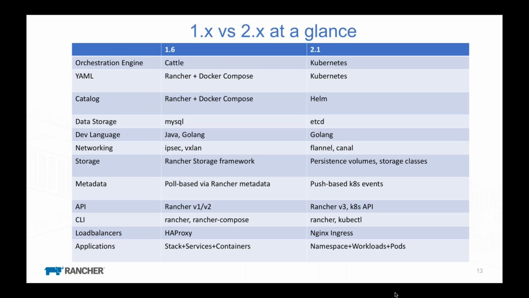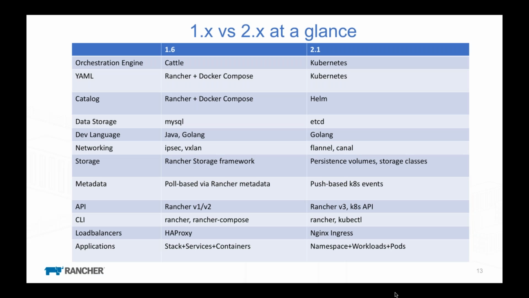API, we have Rancher v1, v2 in 1.6, and 2.1 is v3. It's completely different. I don't think there's any similarities between the two, simply because it's now Kubernetes-based. And of course, you can always access 2.1 via native Kubernetes API. Everything in 2.1 is written as CRDs, so we have both the Rancher REST-based API that you can use, or you can just use it directly from Kubernetes as well.